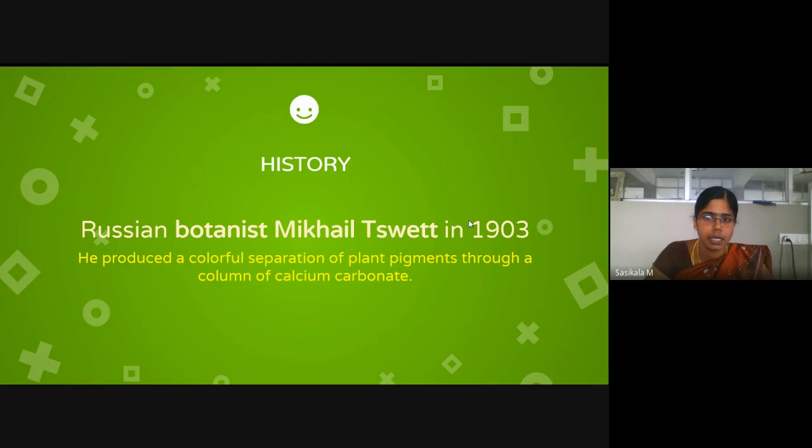It was developed in 1903 by the Russian botanist Michael Sweat. He produced a colorful separation of plant pigments through a column of calcium carbonate. He used an adsorbent, calcium carbonate, as the stationary phase. The column was filled with calcium carbonate, and he separated plant pigments, meaning the color-producing components present in the plant. They separated as different colored bands, and those bands were taken as individual components from mixtures. From that, column chromatography was developed. So the first scientist who developed column chromatography was Michael Sweat in 1903.